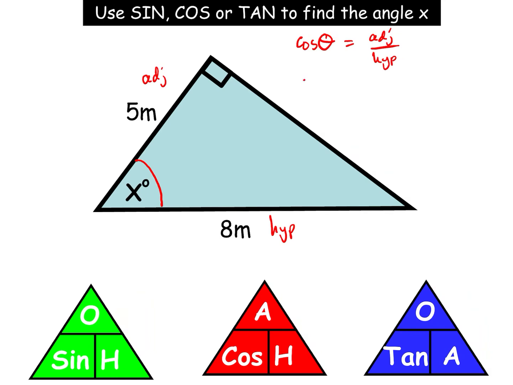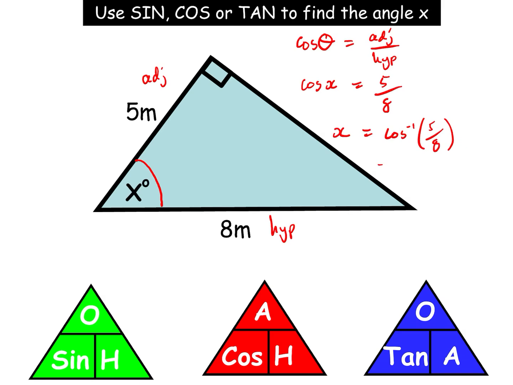So, put in what we know. Well, we don't know the angle, that's x. The adjacent is equal to 5 and the hypotenuse is equal to 8. So now how do I find x? We do the inverse of cosine, cosine minus 1 of 5 over 8. Okay, so look for that button in your calculator. It will be shift cos, and then put the fraction in. Okay, 5 over 8. So I'm just doing that now.